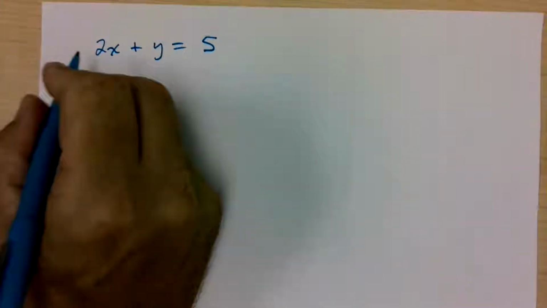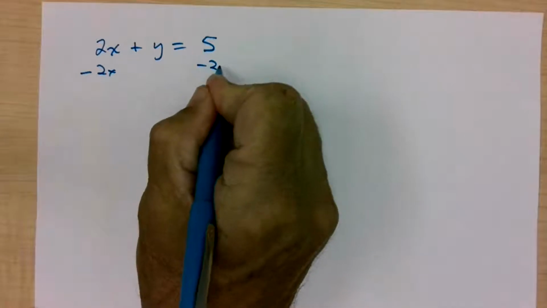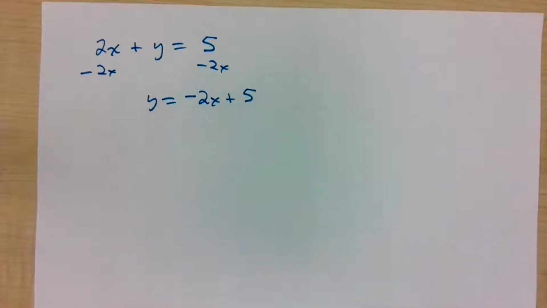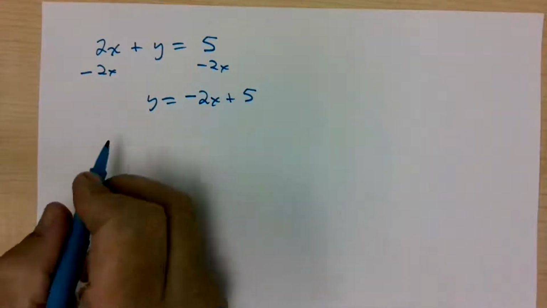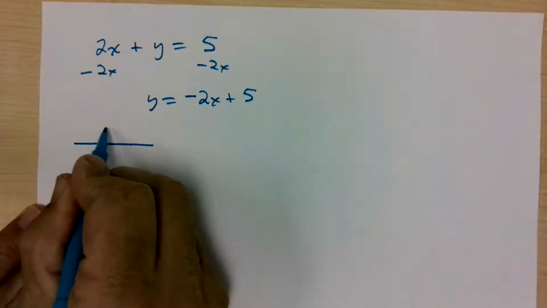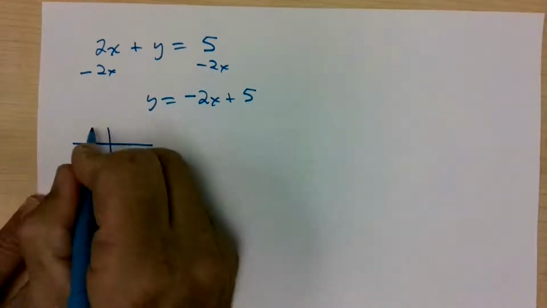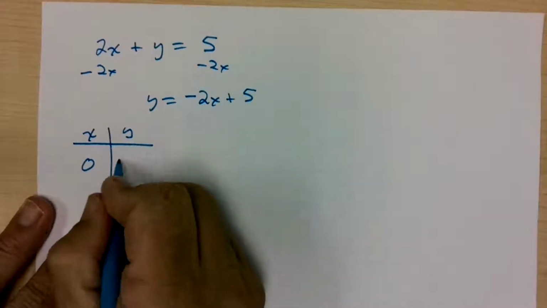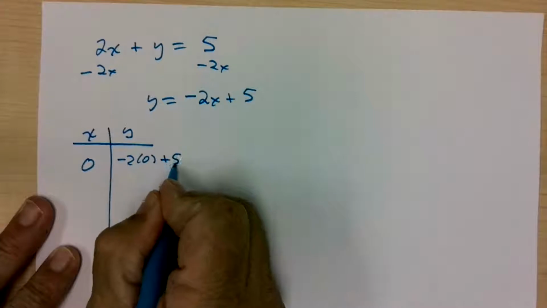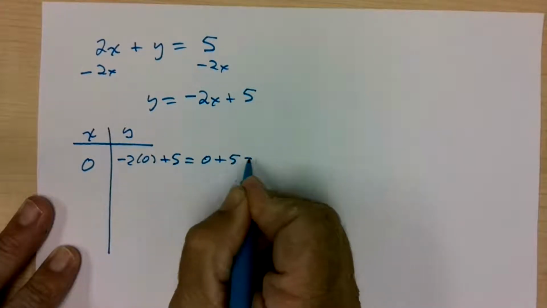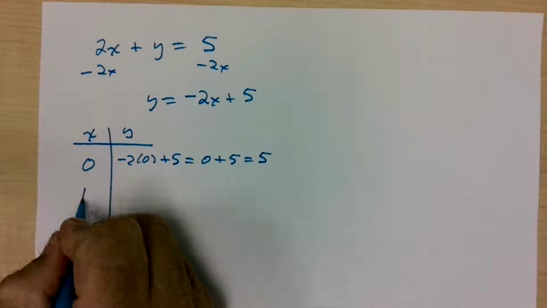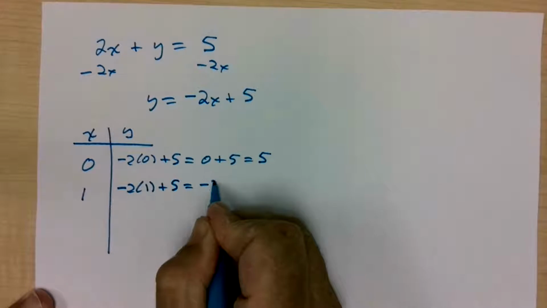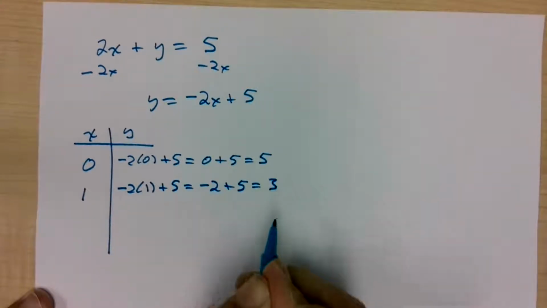I'm going to go ahead and solve for y. I'm going to subtract 2x from both sides and say y is 5 minus 2x, or negative 2x plus 5. Then I'm going to choose various values for x and see what is the corresponding value for y. If x is 0, y is negative 2 times 0 plus 5, which is 0 plus 5, which is 5. If x is 1, y is negative 2 times 1 plus 5, negative 2 plus 5, which is 3.